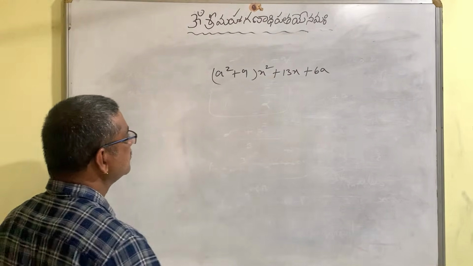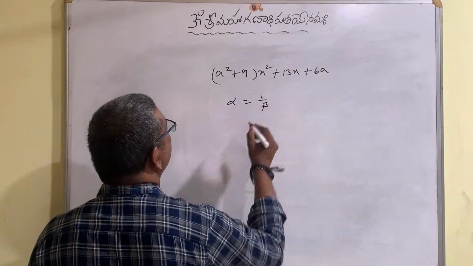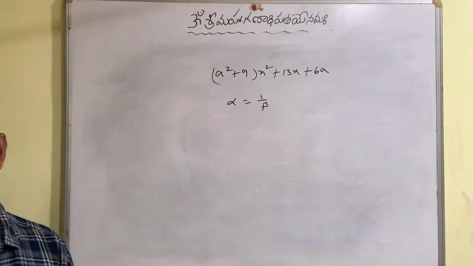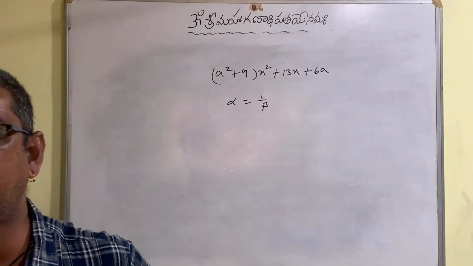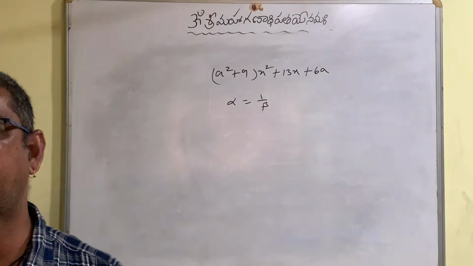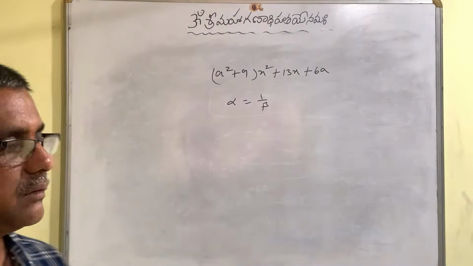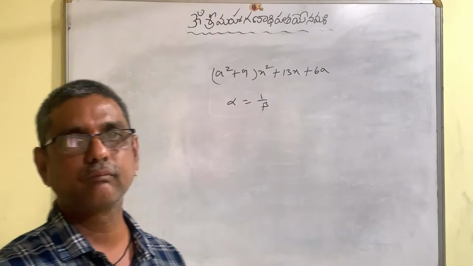That means alpha is equal to 1 by beta. Let us assume alpha, beta are its zeros, and according to the given problem, both the zeros are reciprocal to each other. That means alpha is 1 by beta. Okay? This is given.